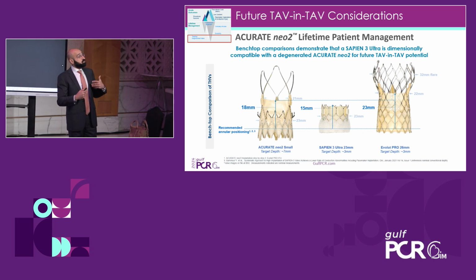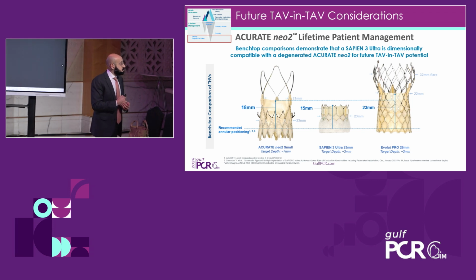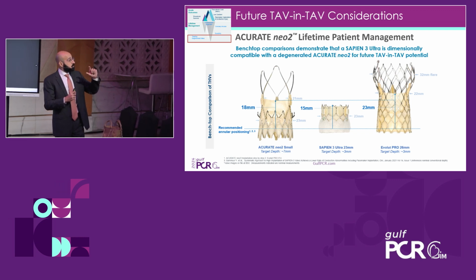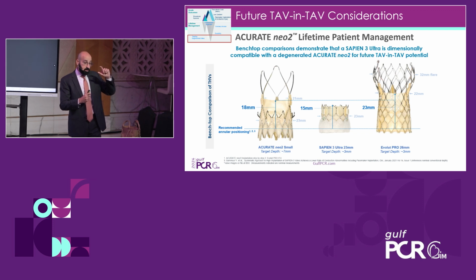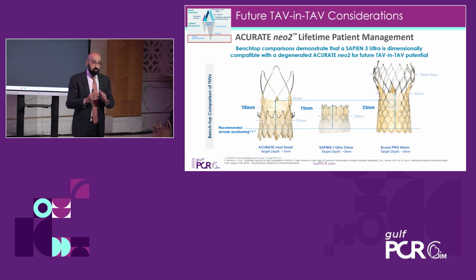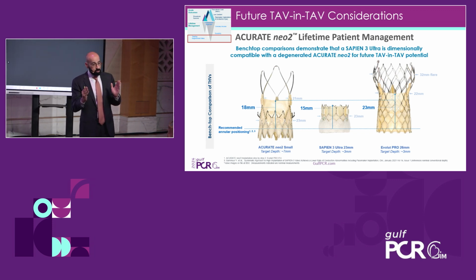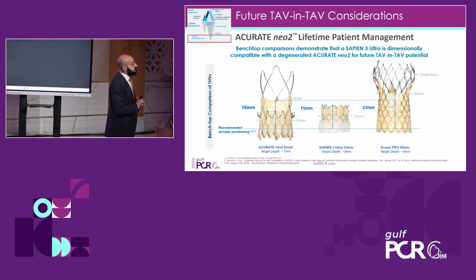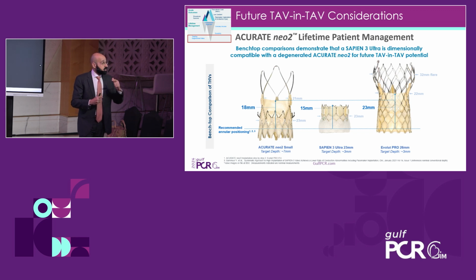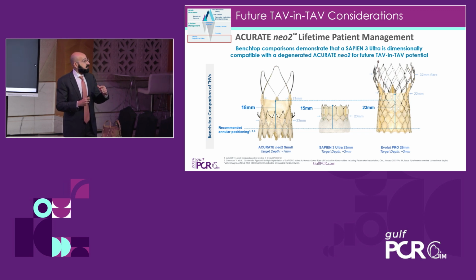So what about future TAV in TAV? The ACURATE neo2 design probably has the lowest profile for neoskirt, as you know. If you place a valve inside in the future, you will form a neoskirt of tissue or a tubular graft. So it will be very important to have this neoskirt be the shortest, so it will make your life easier when you do the TAV in TAV, and you won't risk coronary obstruction.